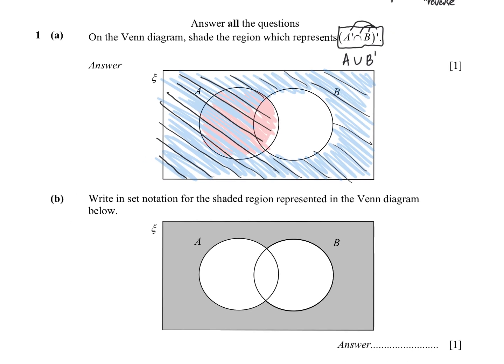Okay, this one, you will realize that I shaded everything except A union B. So the answer is just A union B complement. Okay, everything except the two circles. So the shading part is A union B complement.